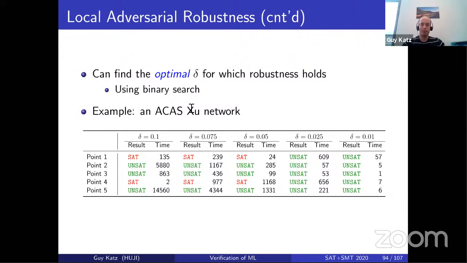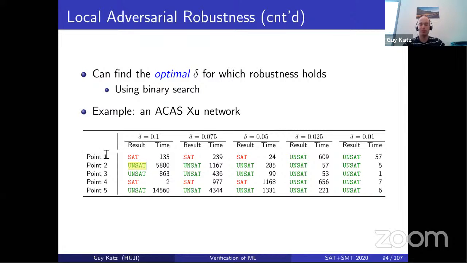So here is one example. We took one of the ACAS-XU networks and we took 5 input points. Each row in this table is one particular input point, and the columns of the table are the amount of noise that an adversary is allowed to use in L infinity norm. You can see, for example, point number 2, even for the highest amount of noise that we allowed, we got unsat. So the point is robust. The network is robust around that point, even if an adversary is allowed to add this amount of noise, which we consider to be a lot.